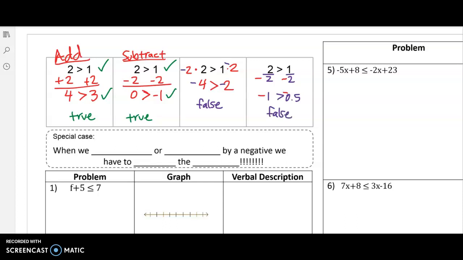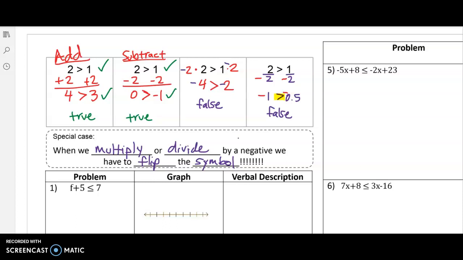Okay? So we have a rule: when we multiply or divide by a negative, we have to flip the symbol to make it true. Because if I just flipped this symbol, this greater than symbol right here, it would make it true. Negative 1 is less than negative 0.5, not greater than. So if I flip that symbol, it would make it true, and that's why we do that. So let's look at solving a few of the problems, okay? Now I'm going to have you try solving some yourself and graphing them on a number line.